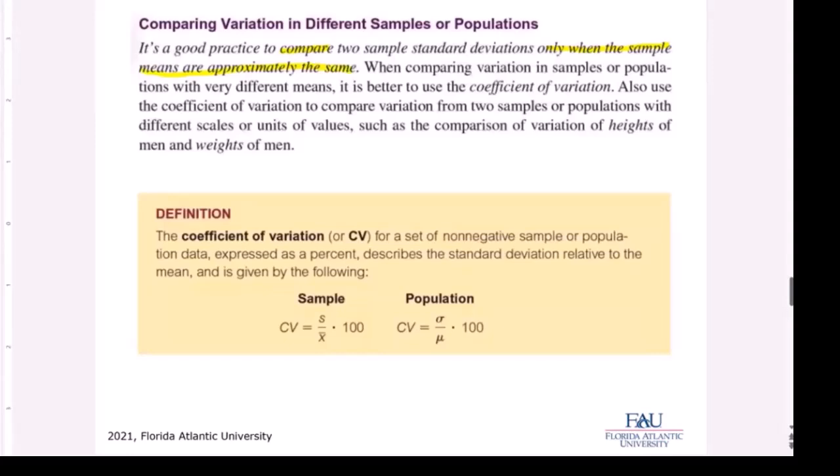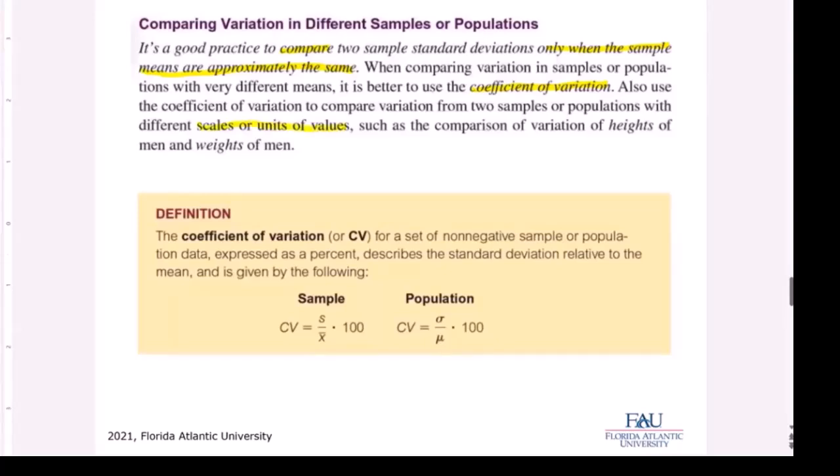When comparing variation in samples or populations with different means, it is better to use what we call the coefficient of variation. Also, we use the coefficient of variation to compare variation from two samples or populations with different scales or units. Different scales or units of values.